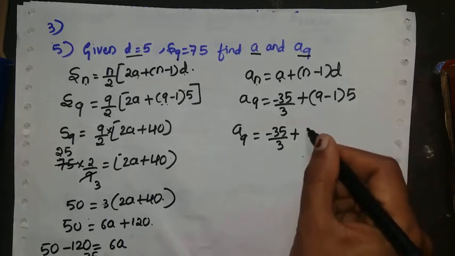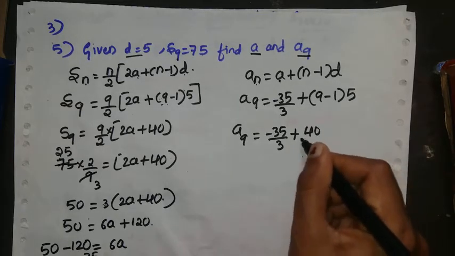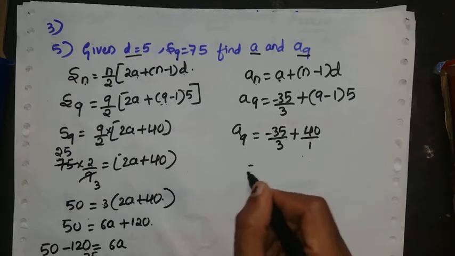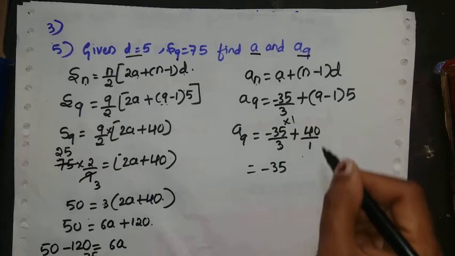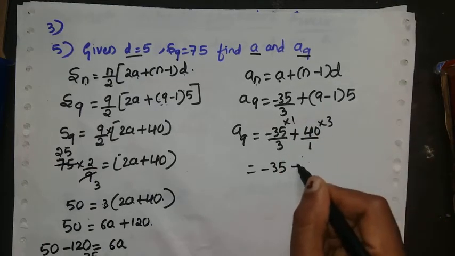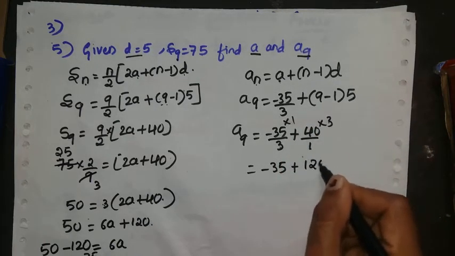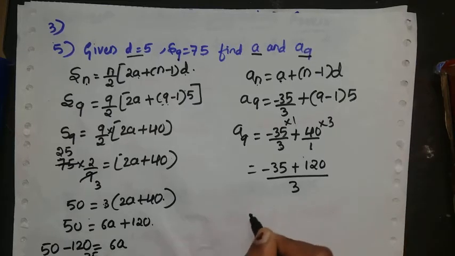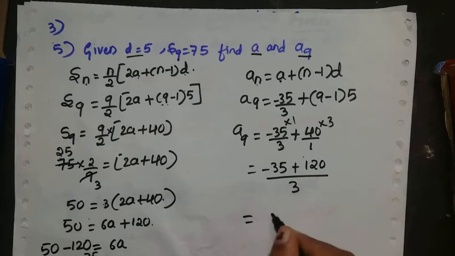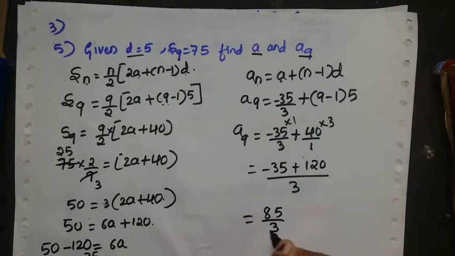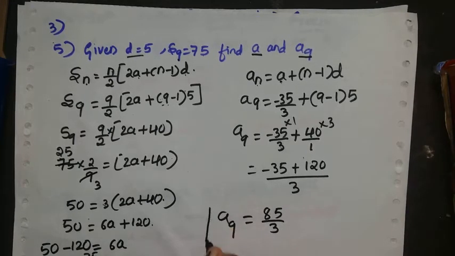Then a9 is equal to minus 35 by 3 plus 9 minus 1 is 8, 8 fives are 40. So the LCM is 3. Then minus 35, 3 ones are 3, 4 threes are 12, that is 120 divided by LCM 3. So 120 minus 35 is nothing but 85 by 3. This is the value of a9.